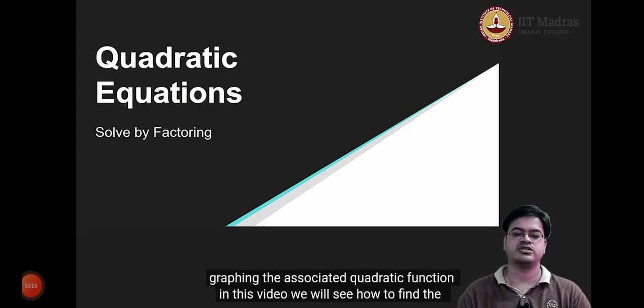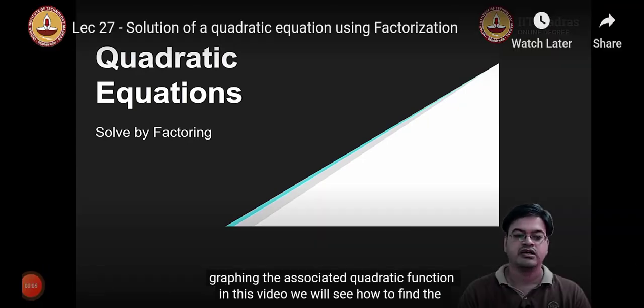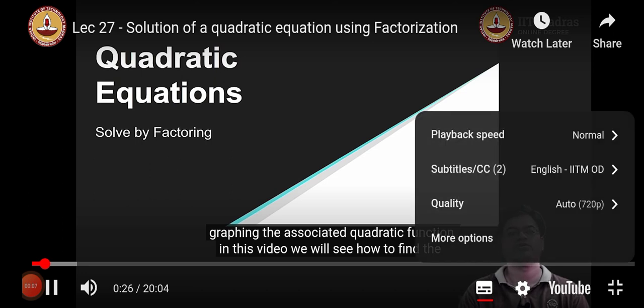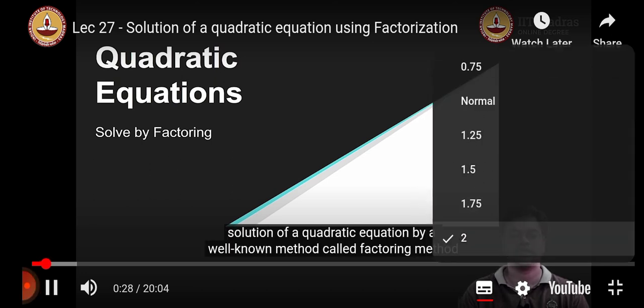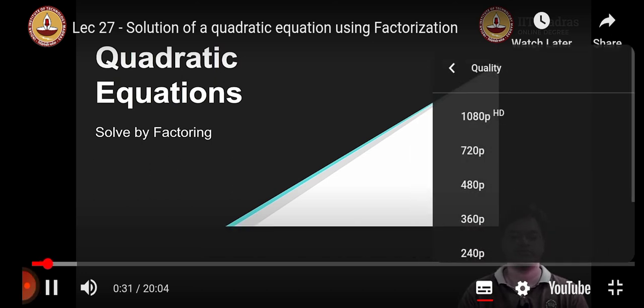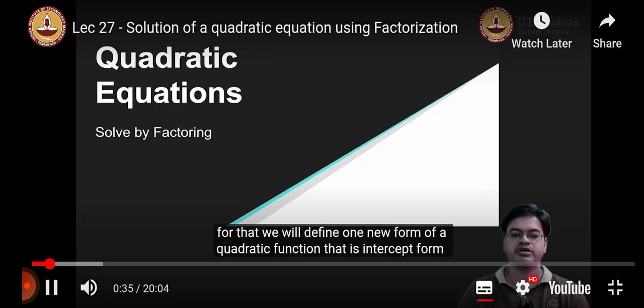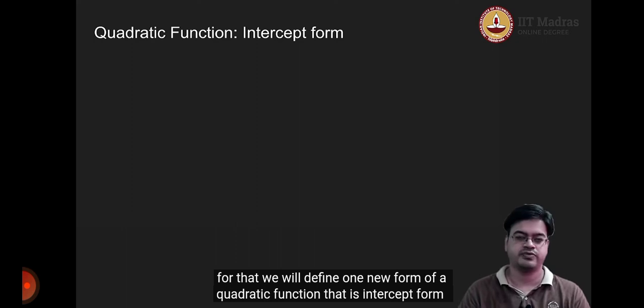Graphing the associated quadratic function. In this video, we will see how to find the solution of a quadratic equation by a well-known method called the factoring method. For that, we will define one new form of a quadratic function, that is intercept form.